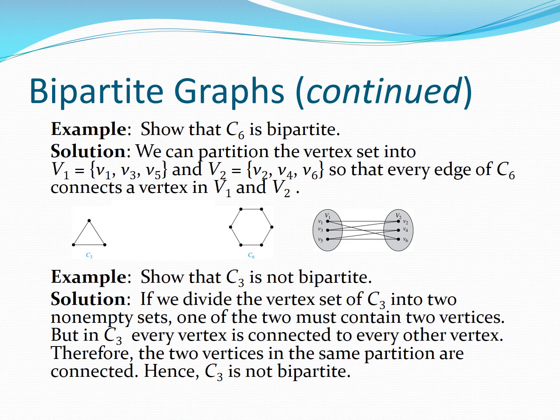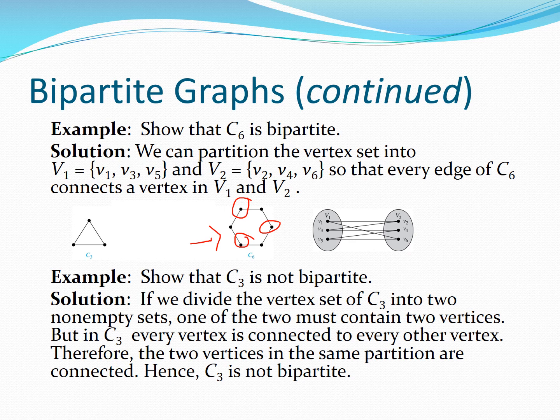Okay, so let's look at an example here. Show that C6 is a bipartite graph. So what is C6? C6 stands for a cycle with six vertices, right? So here is your C6. If you take the alternate vertices and place them in, let's say, set V1, and the other set of alternate vertices and put them in set V2, then definitely you would have a bipartite graph.